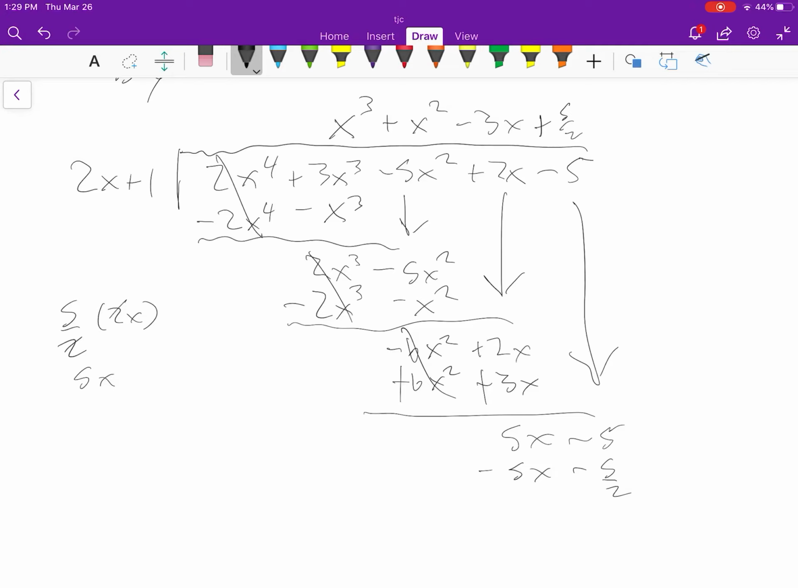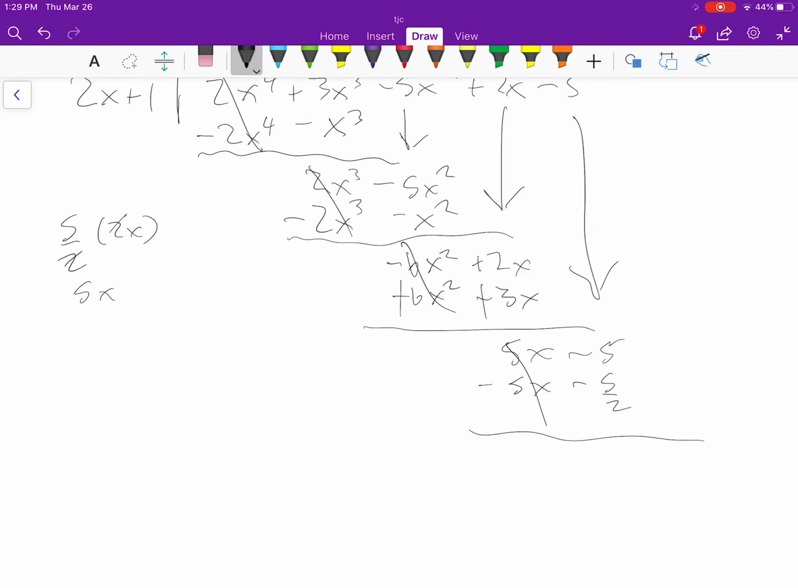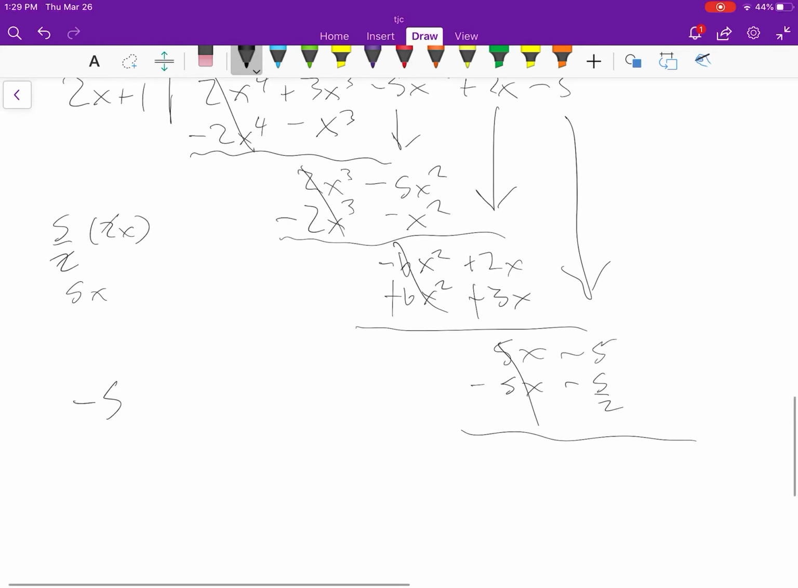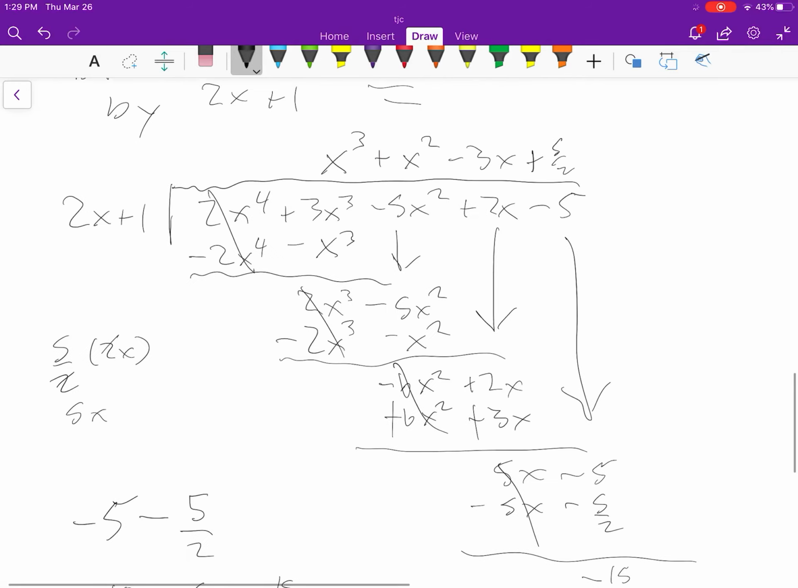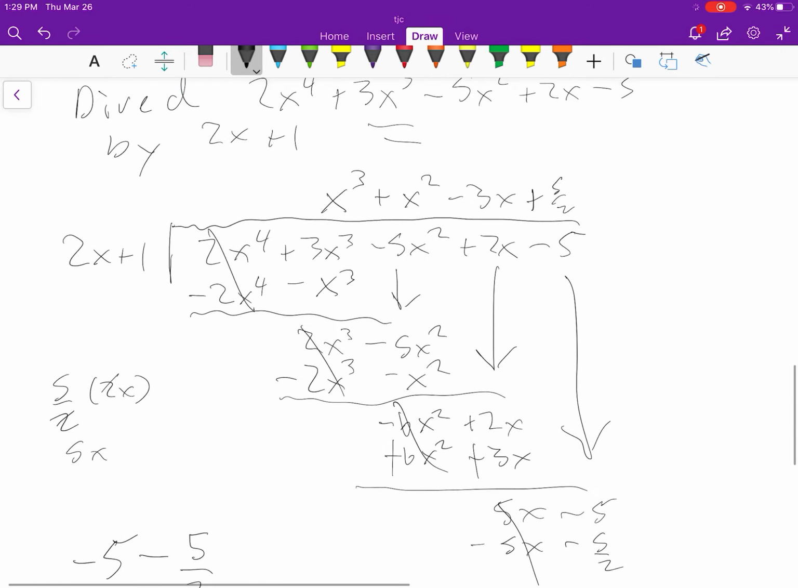This is also negative. Here they cancel, which is what we want. And then we are left figuring out what negative 5 minus 5 halves is. Well, they need a common denominator. Common denominator is 2. So we can rewrite this as negative 10 over 2 minus 5 over 2, which gives us negative 15 over 2. Okay, and that would be our remainder, negative 15 over 2.